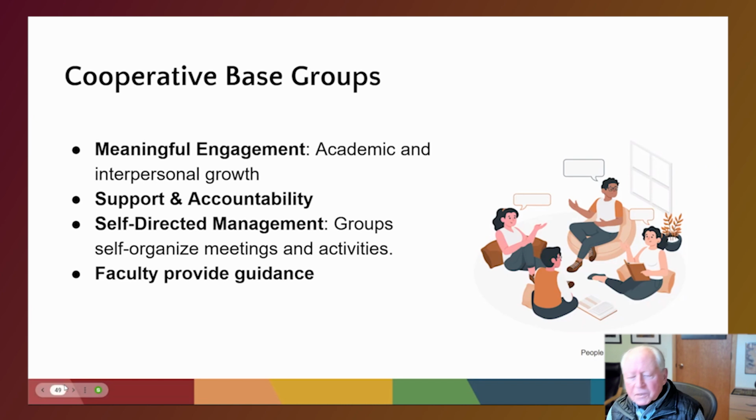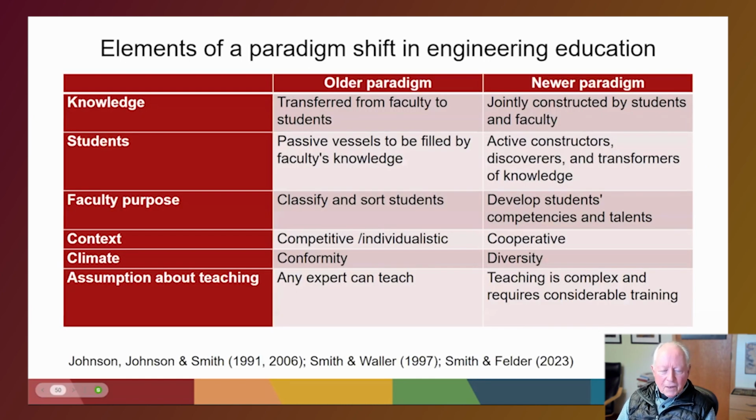To summarize, I've been arguing for over 30 years that we're really in the midst of a paradigm shift in higher education, from teaching to learning, with Barr and Tagg the best known reference here. But I and my colleagues have been thinking about this too. It involves how we think about knowledge, the role of students and faculty, the climate, the context, and we're advocating that the newer paradigm is a cooperative context.